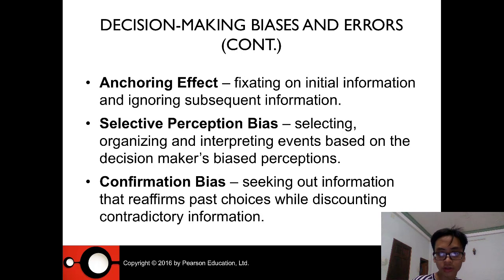Anchoring effect is fixating on initial information and ignoring subsequent information. Selective perception bias is selecting, organizing, and interpreting events based on the decision maker's past perceptions. Confirmation bias is seeking out information that reaffirms past choices while discarding contradictory information.